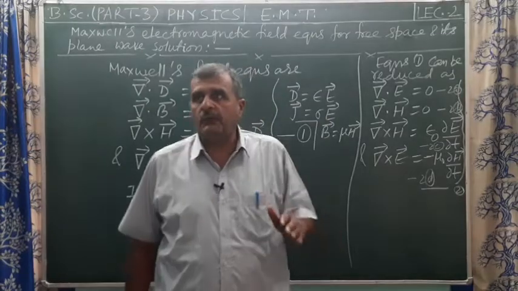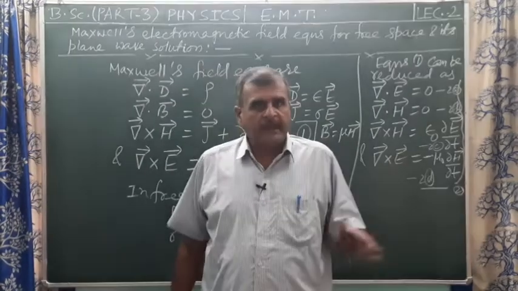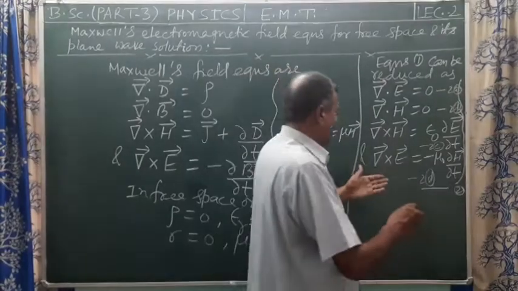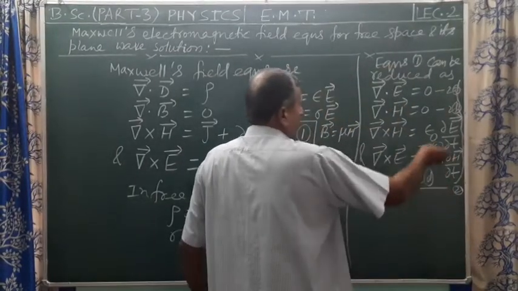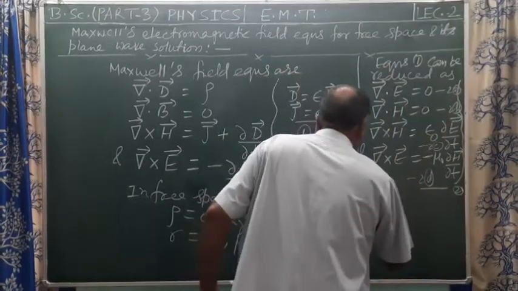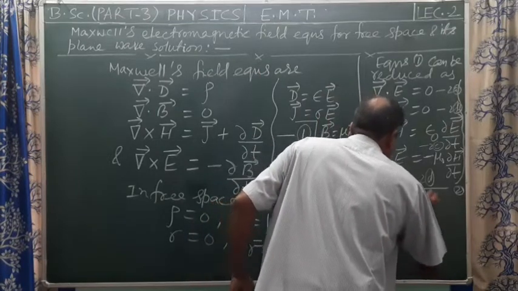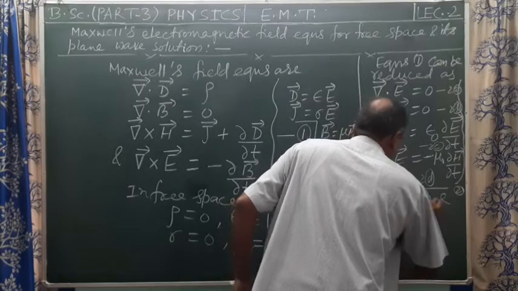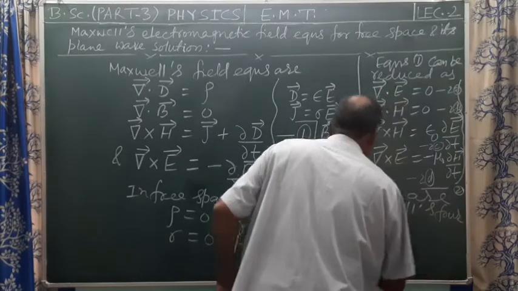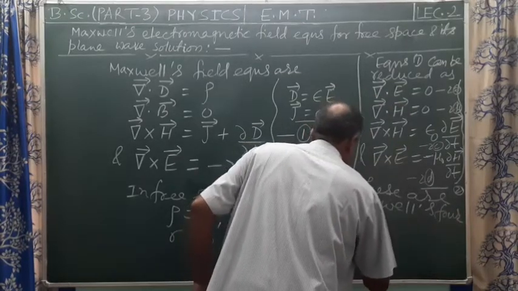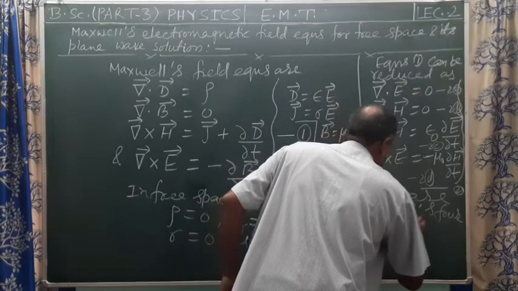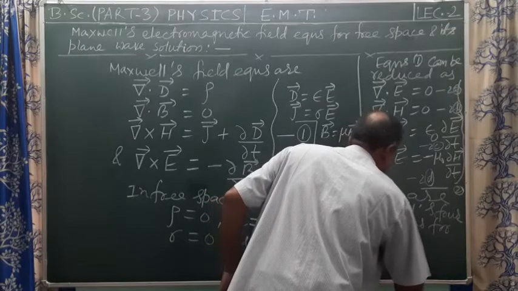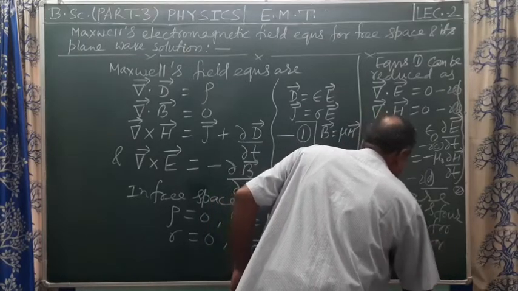Now we have obtained Maxwell's four field equations for free space. These are equations 2a, 2b, 2c and 2d. These are Maxwell's four field equations for free space or vacuum.